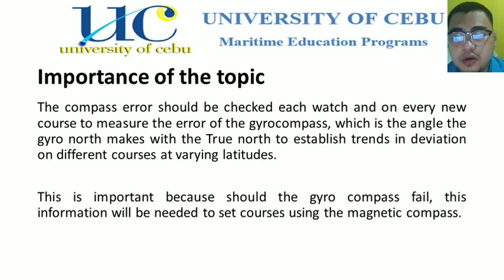The importance of the topic: the compass error should be checked each watch and on every new course to measure the error of the gyro compass, which is the angle the gyro north makes with the true north, to establish trends in deviation on different courses at varying latitudes. This is important because should the gyro compass fail, this information will be needed to set courses using a magnetic compass.